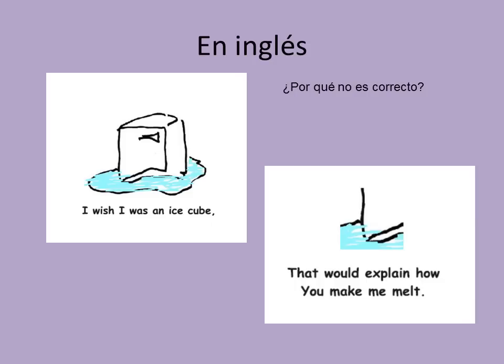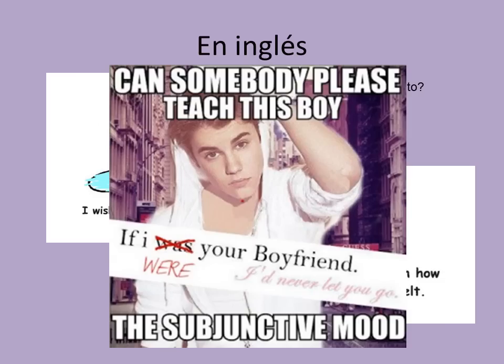In Inglés, if you notice here, it says, I wish I was an ice cube. That would explain how you make me melt. This is grammatically incorrect in English. People use it wrong all the time in English. And I say, ¿por qué no es correcto? Porque it should be, I wish I were an ice cube. It's contrary to fact. I am not an ice cube. I wish I were an ice cube. But that's how the subjunctive should be used in Inglés, but we don't even do that all the time.